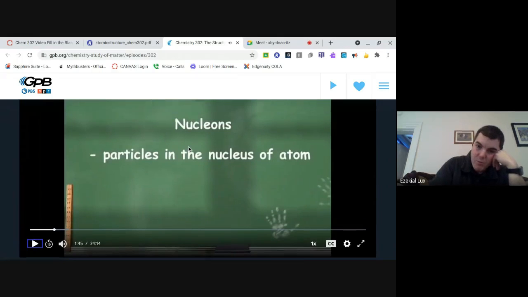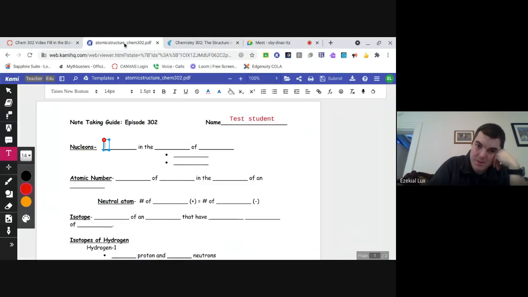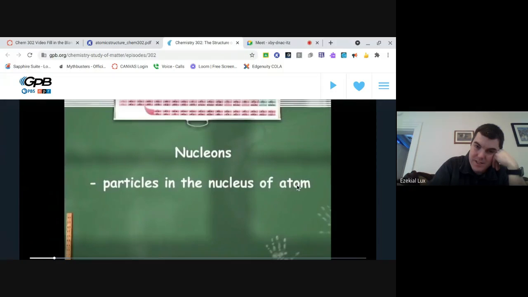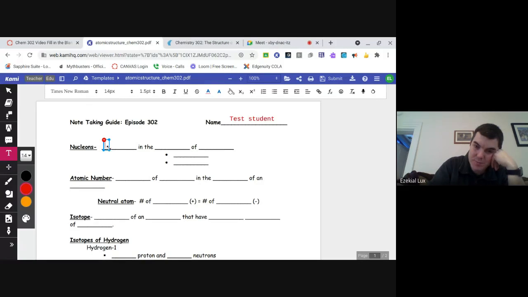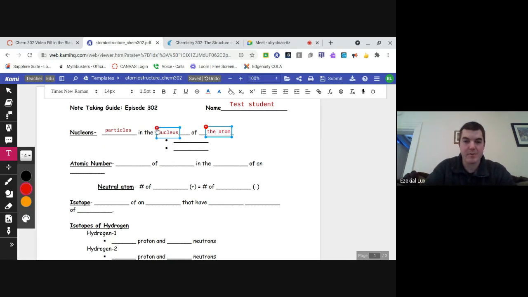Now, once this stuff comes up on the green chalkboard, you go back to your CAMI assignment, and it says nucleons blank in the blank of blank. And it says particles in the nucleus of an atom. So you would just type it in with the text box: particles in the nucleus of the atom. Some of these require more typing than others. Okay, and that would take care of the first line.